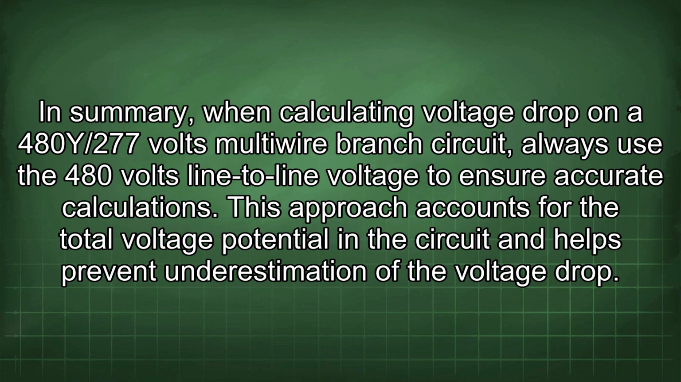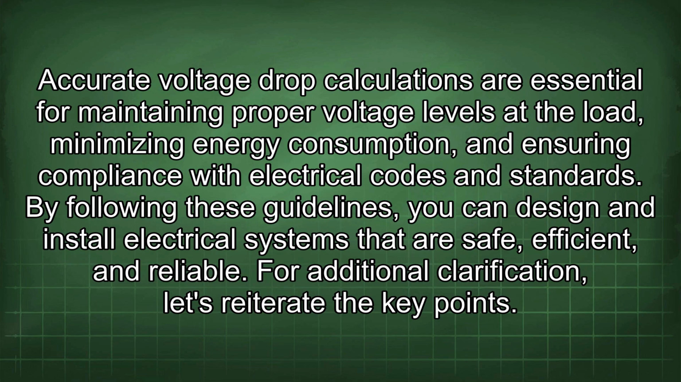In summary, when calculating voltage drop on a 480Y/277 volts multiwire branch circuit, always use the 480 volts line-to-line voltage to ensure accurate calculations. This approach accounts for the total voltage potential in the circuit and helps prevent underestimation of the voltage drop. Accurate voltage drop calculations are essential for maintaining proper voltage levels at the load, minimizing energy consumption, and ensuring compliance with electrical codes and standards. By following these guidelines, you can design and install electrical systems that are safe, efficient, and reliable.